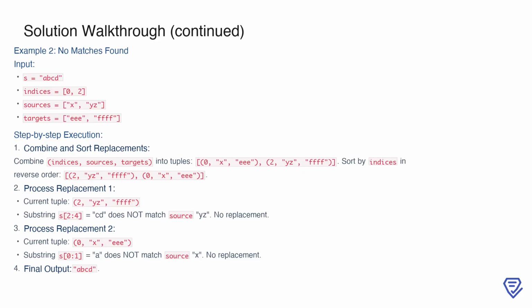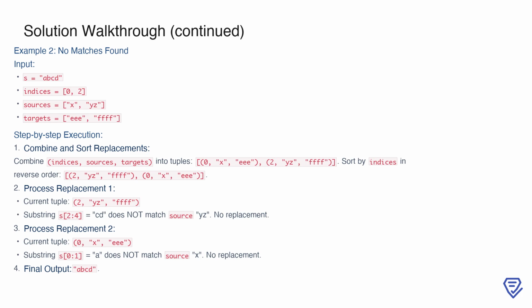In this example, we are testing a case where no replacements are made because the sources do not match any parts of the string. The input string is ABCD, the indices are 0, 2, the sources are X, YZ, and the targets are E, FFFF. Combining these into tuples gives (0, X, E), (2, YZ, FFFF), which we sort by indices in reverse order, resulting in (2, YZ, FFFF), (0, X, E).